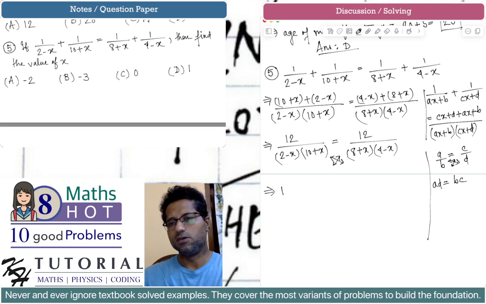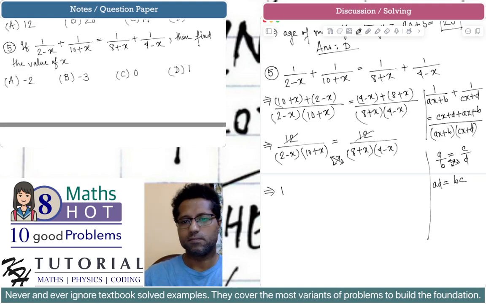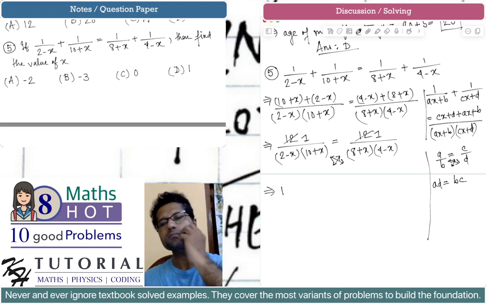Now you can see on both the sides, LHS is also a rational term and the RHS is also a rational term, and both LHS and RHS, the denominators are having 12. So you can always cancel out 12, meaning it will be 1, it will be 1.